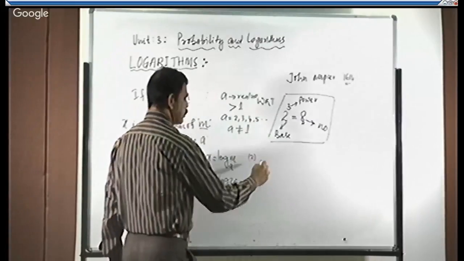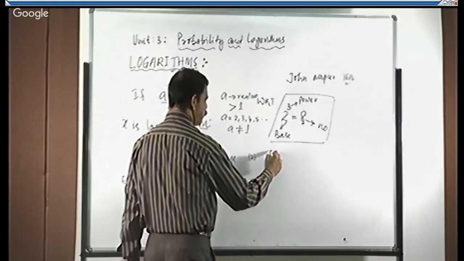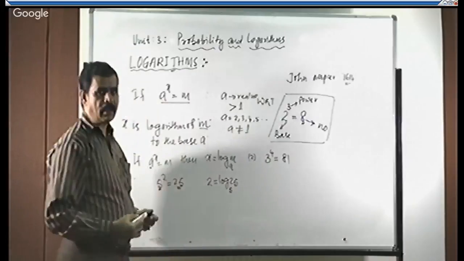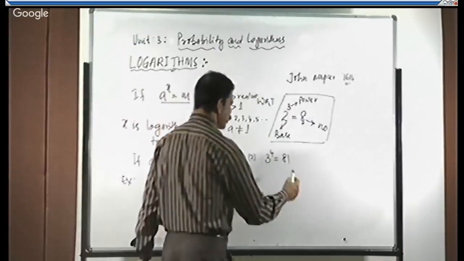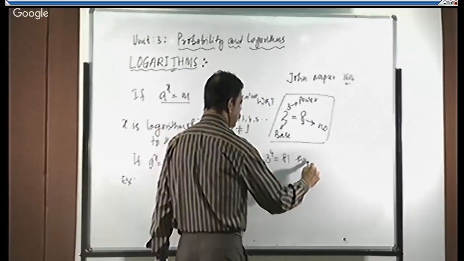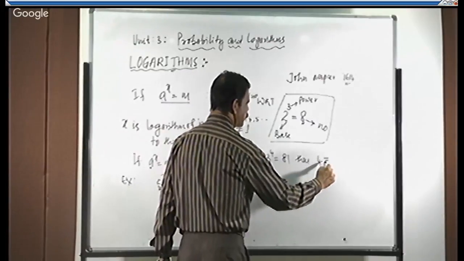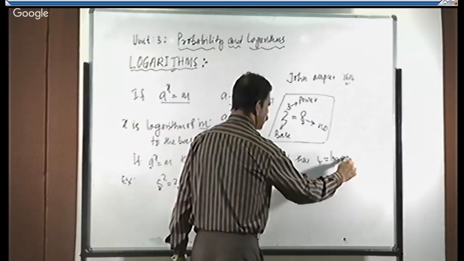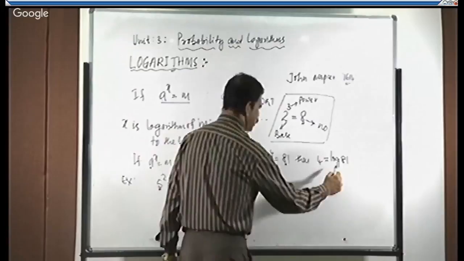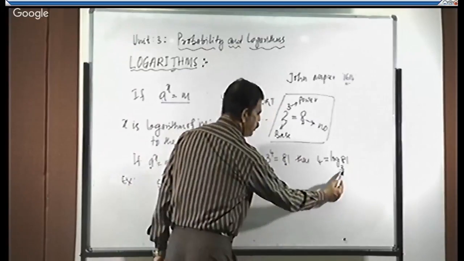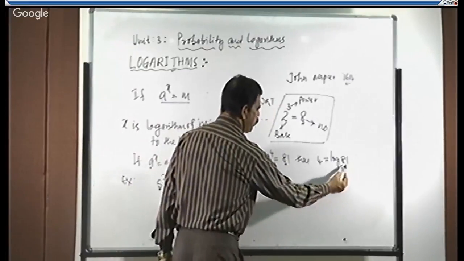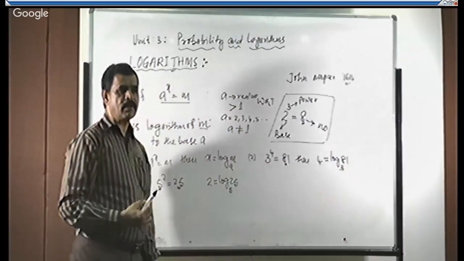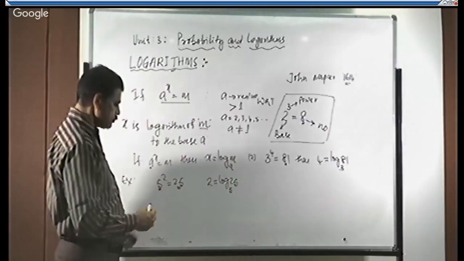Check second example. 3 to the power of 4 is equal to 81. 3 3s are 9. 9 into 9, 81. How to write in log form? Then see, 4 will be called as log of the number 81 to the base 3. So 3 to the power of 4 will always be equal to 81. This is an example for logarithm, right?